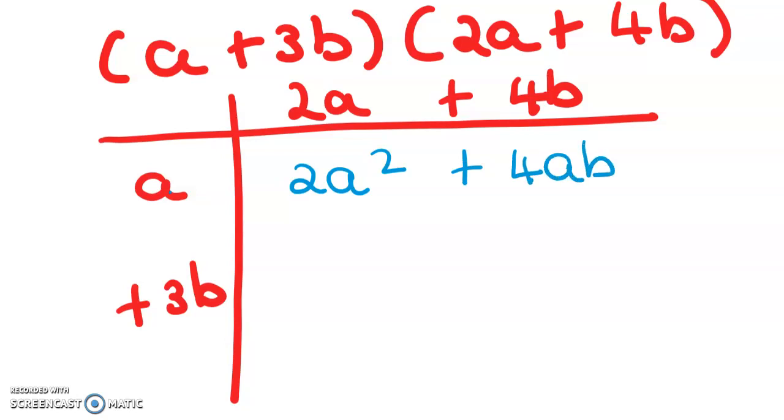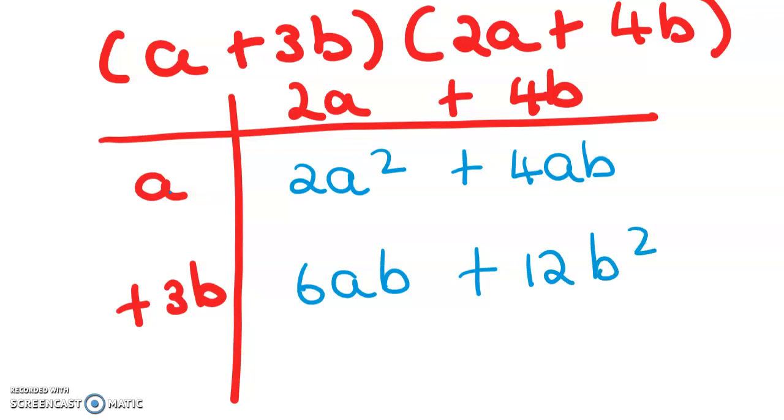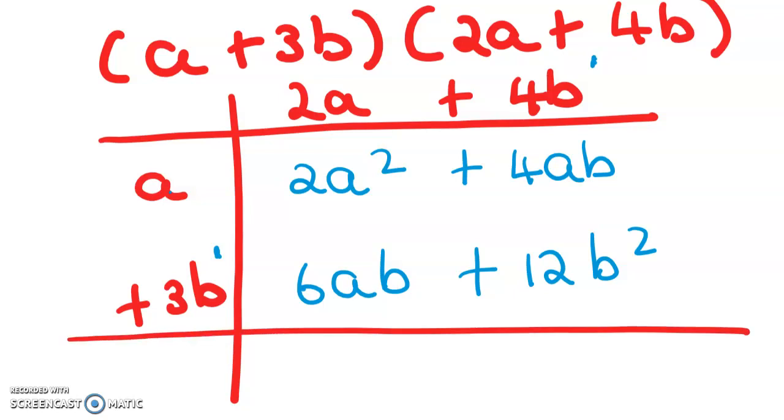Just push them together, okay? It's like x's and y's, but I'm showing you here, lads, you could have a's and b's for all the world. So you have to be used to that. Then 3b multiplied by 2a, 6ab. And then 3b multiplied by 4b, plus 12b squared, because I've got a b with a little 1 and a b with a little 1, which gives a b with a little 2.